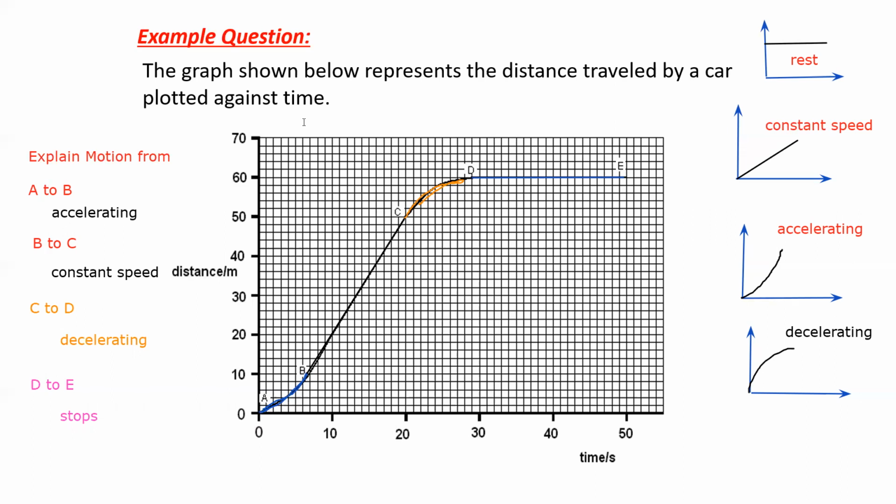First it was accelerating or speeding up, then it traveled with a constant speed, then it is decelerating or slowing down, and eventually the car stops. Is it clear? This graph, distance and time, explains the motion of a car.